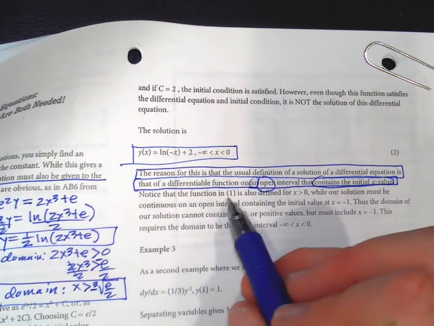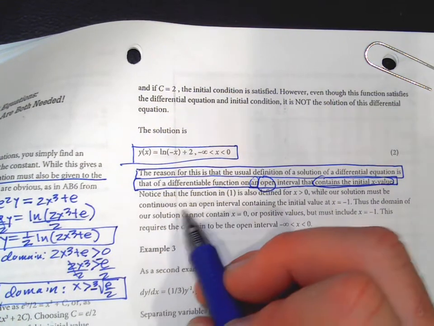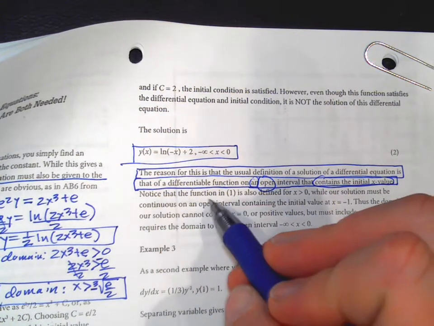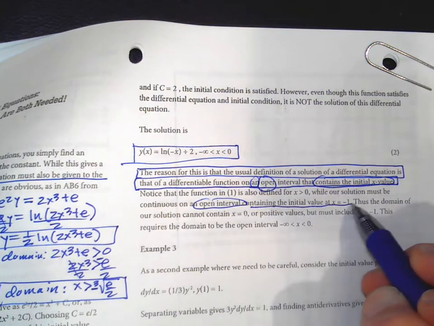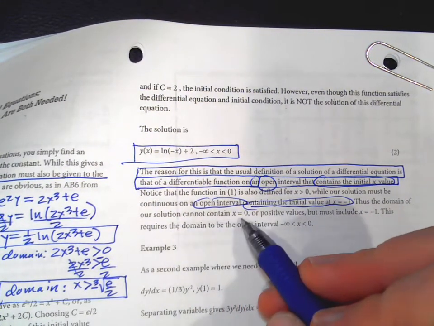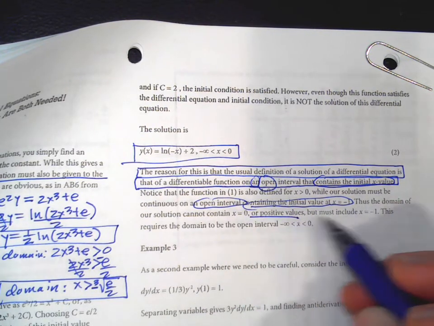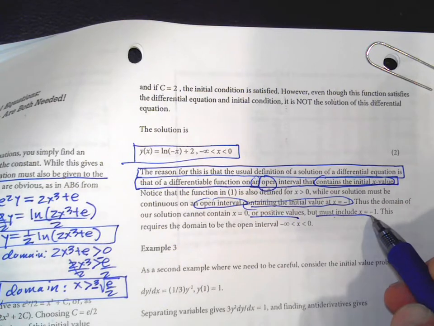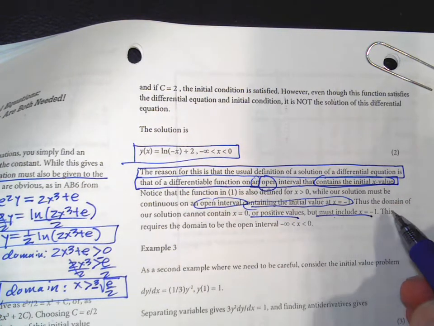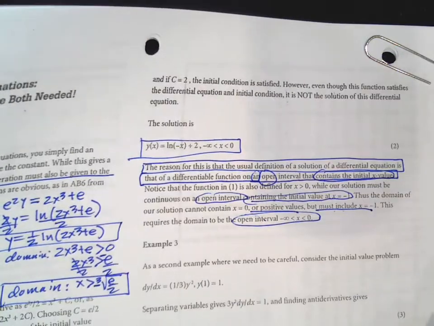Notice that the function in 1 is also defined for x greater than 0, while our solution must be continuous on an open interval containing the initial value. Thus, the domain of our solution cannot contain x equals 0 or positive values, but must include negative 1. That was the initial condition that we were given. This requires the domain to be an open interval.